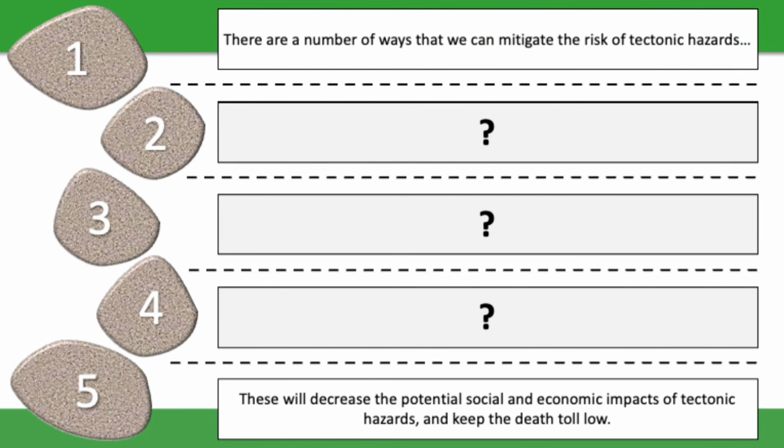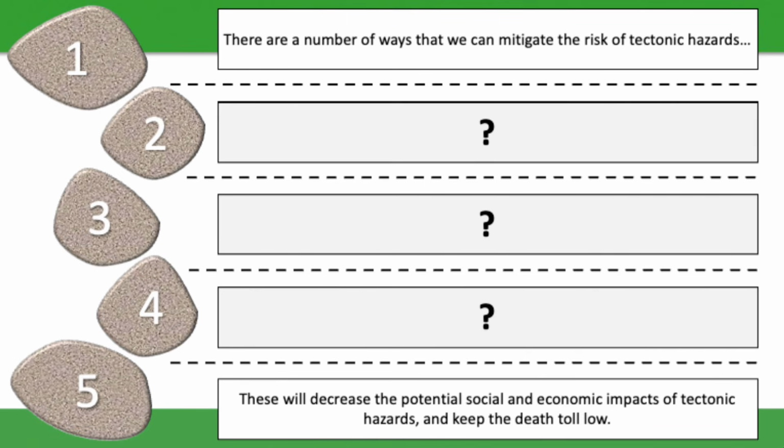Right, on the screen you have 5 boxes. 2 of them have been covered for you, so there are a number of ways that we can mitigate the risk of tectonic hazards at the top. And then right at the bottom, we've got these will decrease the potential social and economic impacts of tectonic hazards, and they will keep the death toll low. So what we need is 3 boxes in between that act as stepping stones from the start of an answer to the end of an answer.